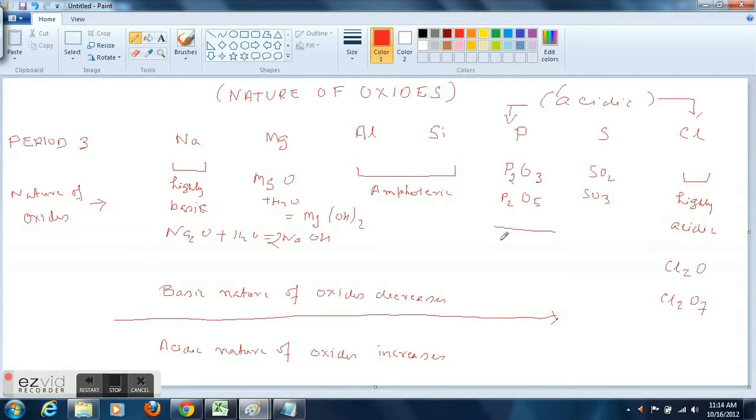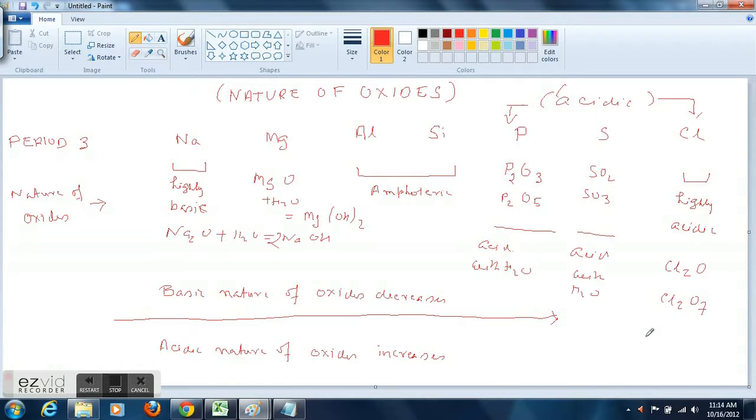Phosphorus trioxide and phosphorus pentoxide form acids with water, hypophosphorous acid and phosphoric acid. Sulfur dioxide and sulfur trioxide also form acids with water, sulfurous acid and sulfuric acid. Sulfuric acid is a very strong acid, of course. Chlorine reacts with oxygen to form Cl2O and Cl2O7, which react with water to form very strong acids.